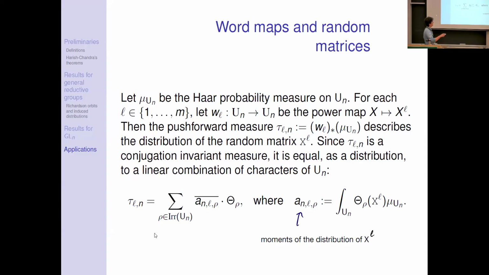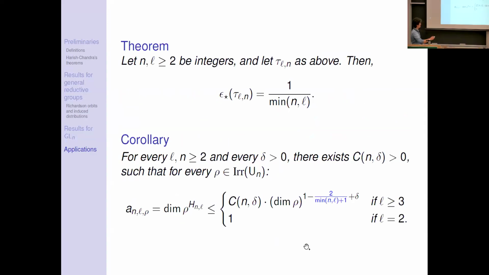If you have a word like x goes to its Lth power, where L is just some fixed number, then you can push forward the usual measure on the unitary group, and that tells you about the distribution of powers of random matrices. And so you can write a moment. And now we have an estimate for this moment.